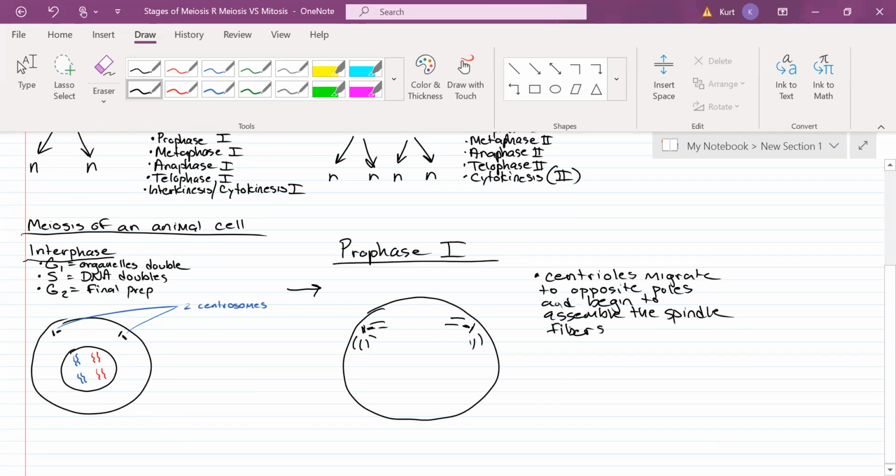Okay? The nucleus is beginning to erode. And the coating of the nucleus is called the nuclear envelope. So I'm going to say the nuclear envelope is breaking down.